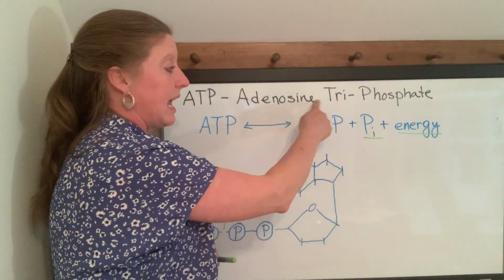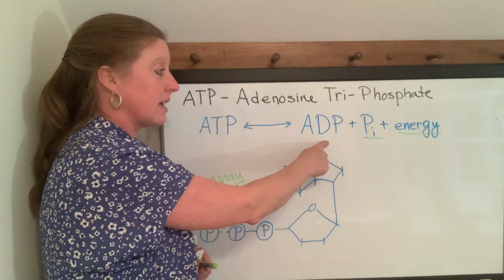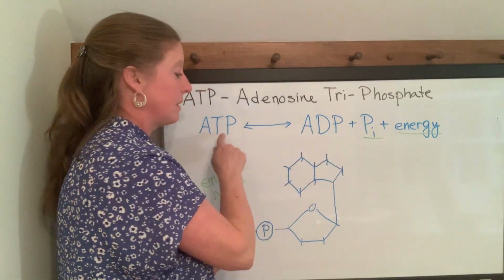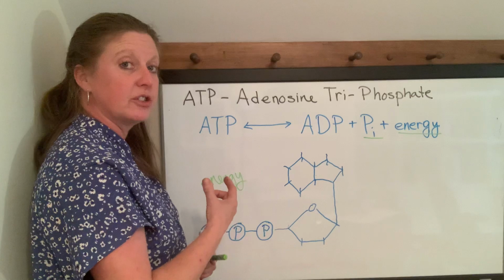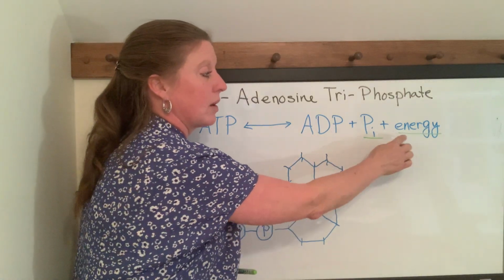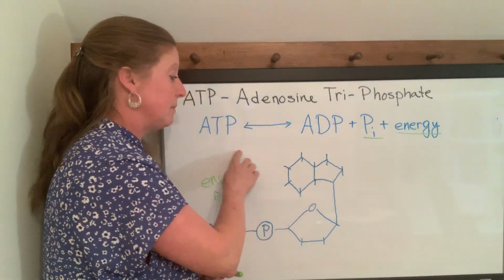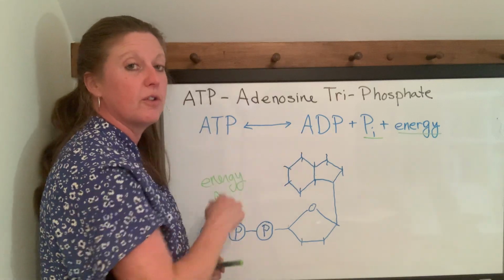At that point, ADP goes back to the part of the cell where ATP is being synthesized, and it picks up a phosphate and energy and becomes ATP. So this molecule really works as an energy shuttle. It picks up energy and then it carries it somewhere where the energy is released and used to work in the cell. And then the ADP comes back and picks up energy and does the whole thing over and over again.